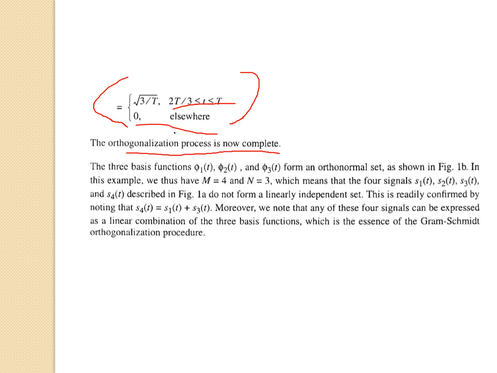The three basis functions phi 1 of t, phi 2 of t, and phi 3 of t form an orthonormal set as shown in the figure. In this example, we thus have M equal to 4 and N equal to 3. This means that the four signals do not form a linearly independent set. This is readily confirmed by noting that s4 of t is equal to s1 of t plus s2 of t. Moreover, we note that any of these four signals can be expressed as a linear combination of the three basis functions, which is the outcome of the Gram-Schmidt orthogonalization process.